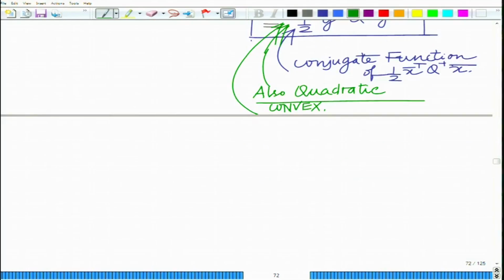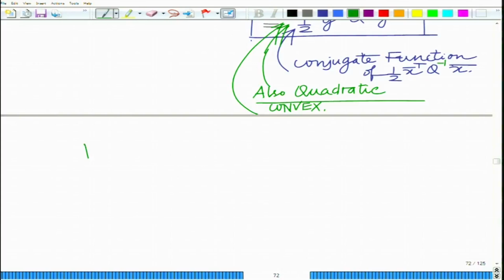And now you have a quadratic function with a positive semi-definite matrix, that is Q inverse, and therefore that is also convex. It is a convex function, that is half y bar transpose Q inverse y bar is a convex function. And so this is convex, and this is the conjugate function of x bar transpose Q inverse x bar. So one can readily derive the conjugate function.